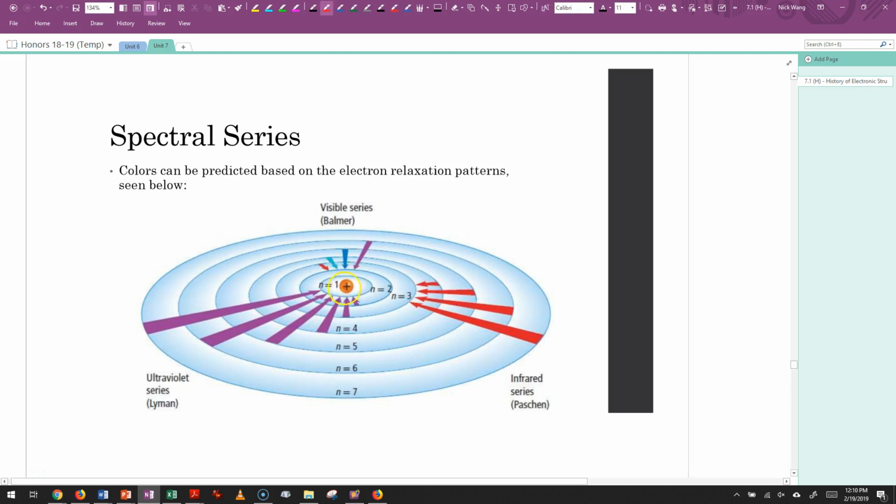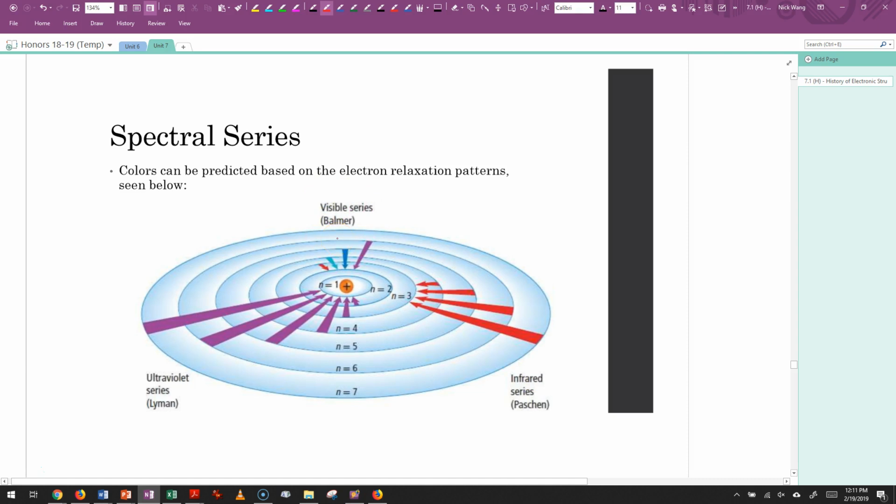This little plus sphere there represents the one proton of a hydrogen atom. Then you see the n equals 1 ring, the n equals 2 ring around it, the n equals 3 ring, 4, 5, 6, 7. They're being labeled: the first energy level, the second energy level, the third energy level, and so on. You can see there are three main patterns here: the ultraviolet series, the Lyman series, the infrared series, and then the visible series.